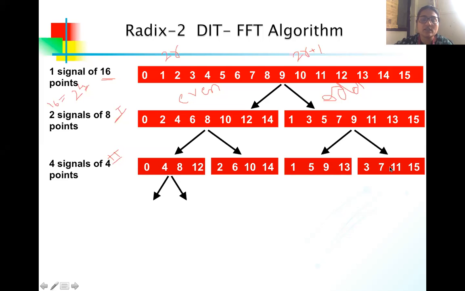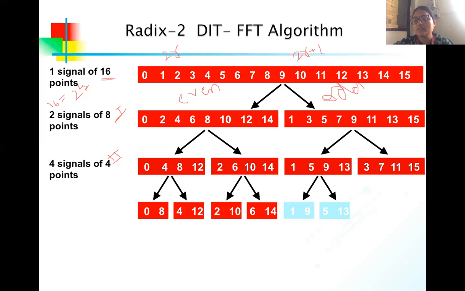Further, at the third position, those values are again divided into even and odd points. Here again even and odd points, here again even and odd points. This is going to be the third stage of computation.